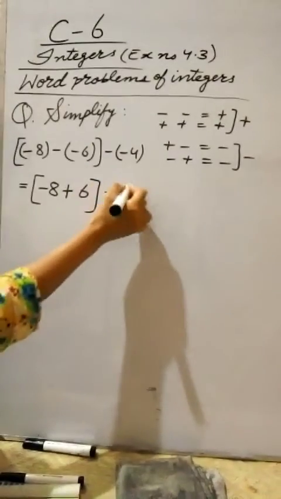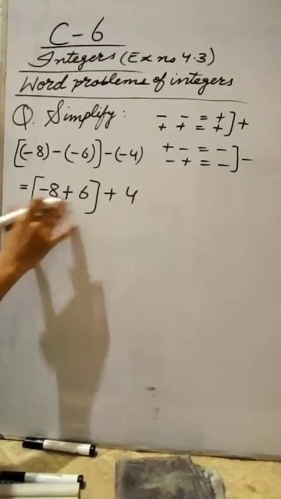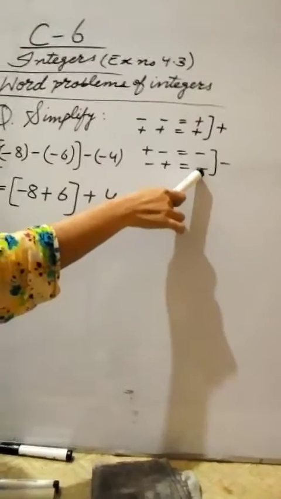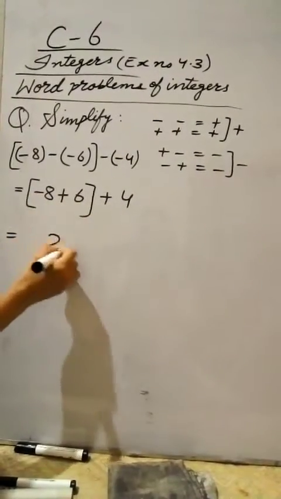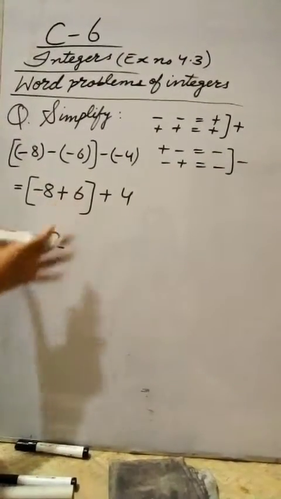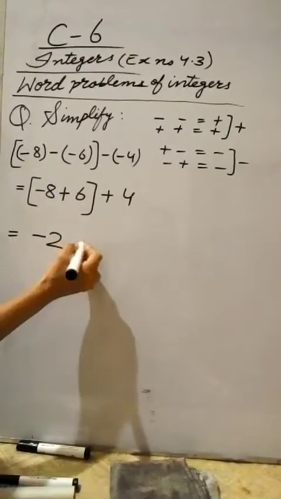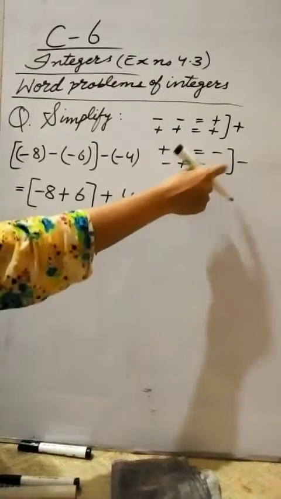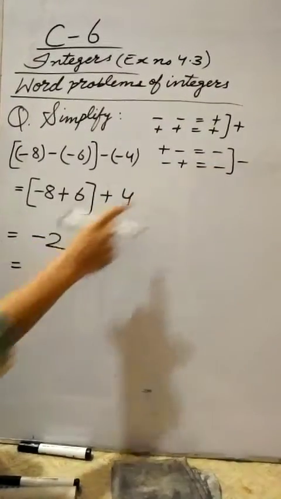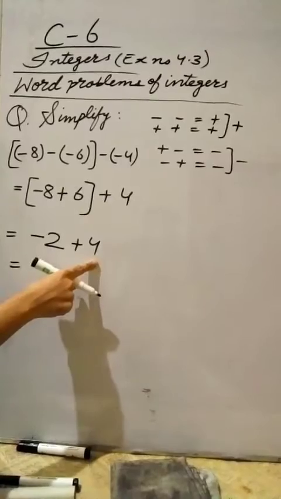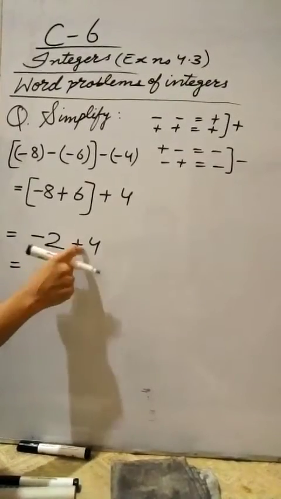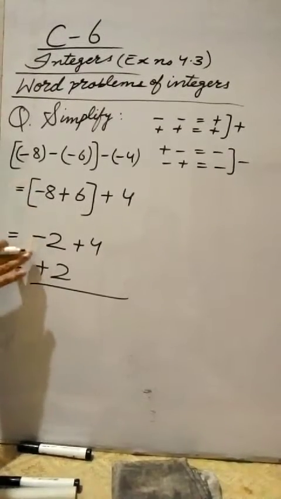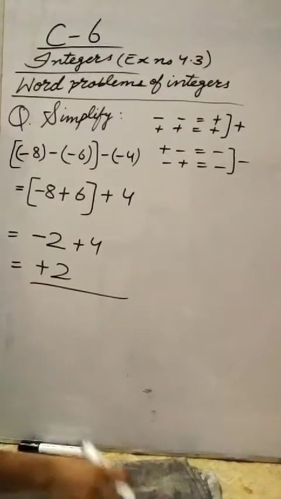Minus 8 plus 6, plus 4. Now you need to add and subtract. Minus plus, minus plus minus, do the subtraction. 8 minus 6 is 2, but take the sign of the bigger value. Now we got a single answer, brackets will be removed, plus 4. Now again, minus plus, see the answer. What is the answer? Do the subtraction. 2 minus 4 is not possible, 4 minus 2 is 2, but take the sign of the bigger value. So draw the ending line. This is the simplification, how to solve step by step.